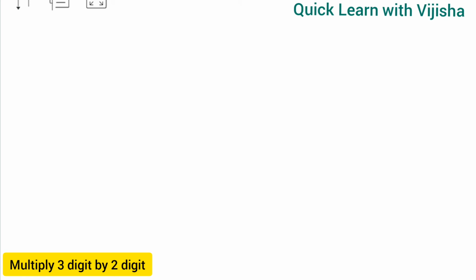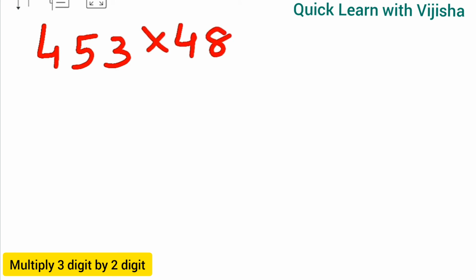A 3-digit number with 2 digit. We'll see the questions. 453 multiplied by 48. Now how we will do this? I'll tell you one trick to solve this.